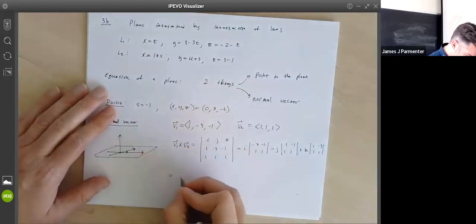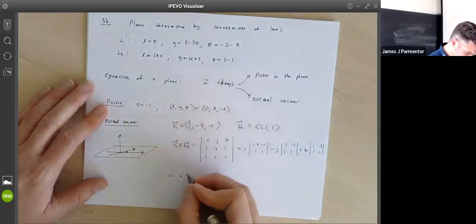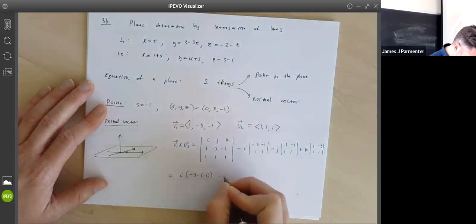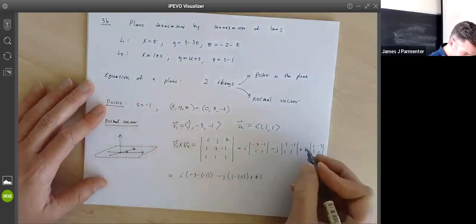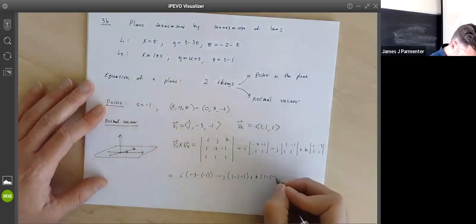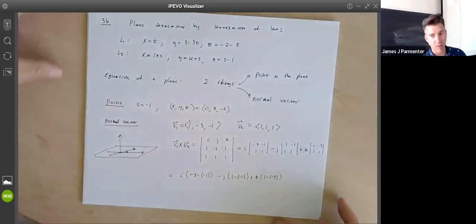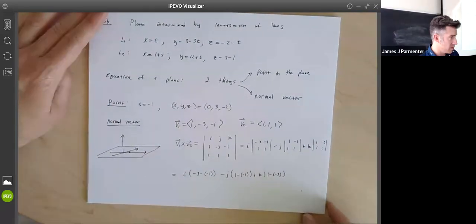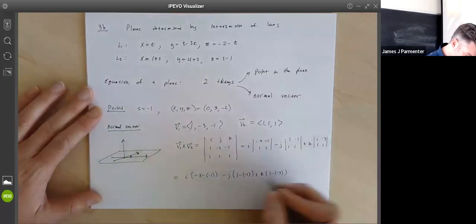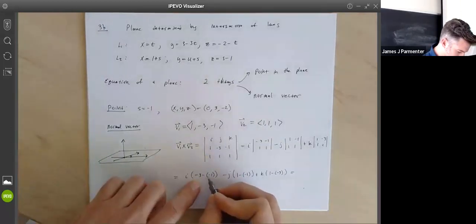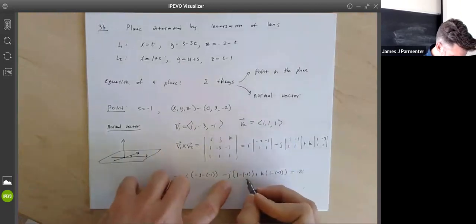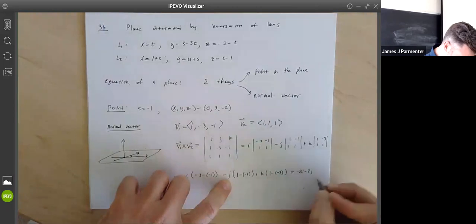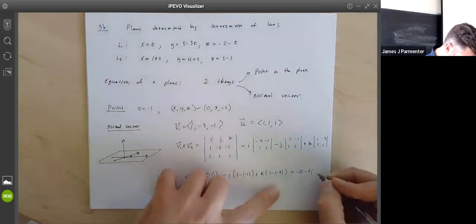Okay, so then we're going to get i times, I would even write this part out too, even though I don't really want to: -3 minus -1, minus j times 1 minus -1, plus k times 1 minus -3. If you show more work and you make a mistake, I think you're more likely to get more partial credit. So it's not a bad idea in that way as well. So we're going to get -3 plus 1 is -2i. 1 plus 1 is 2, so it's -2j. And then 1 plus 3 is 4k.